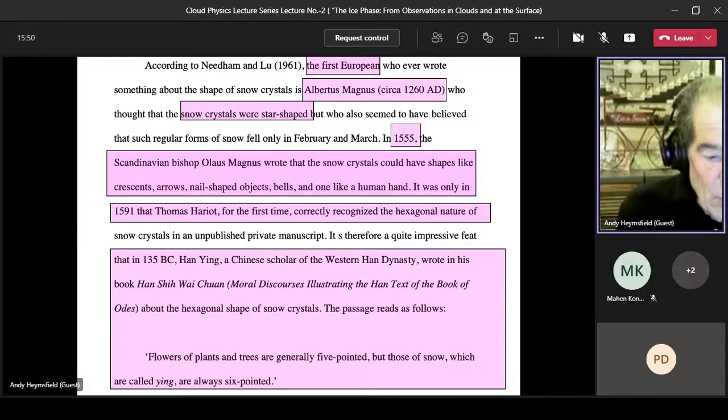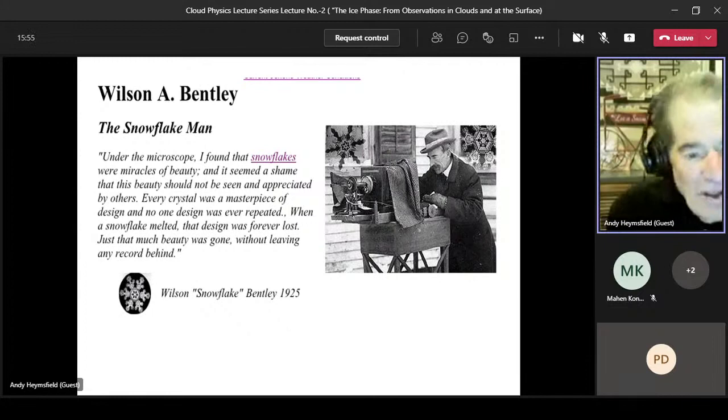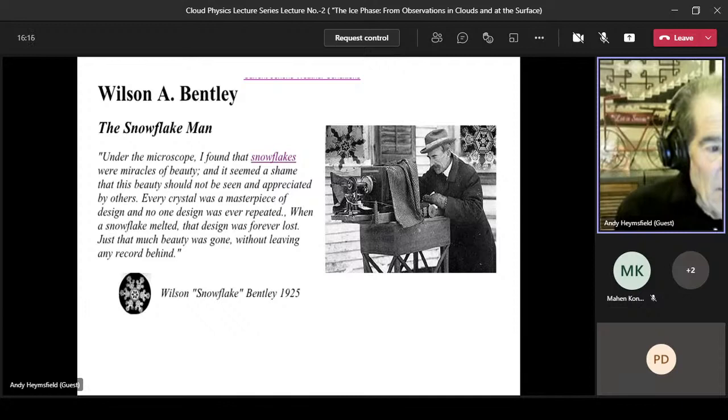And I would not be telling you everything if I didn't tell you just a little bit about the snowflake man. Under the microscope, Bentley, who lived in the United States in Vermont, found that snowflakes were miracles of beauty. And it seemed a shame that this beauty should not be seen and appreciated. And then he wrote a book, and I have many pictures from that book.